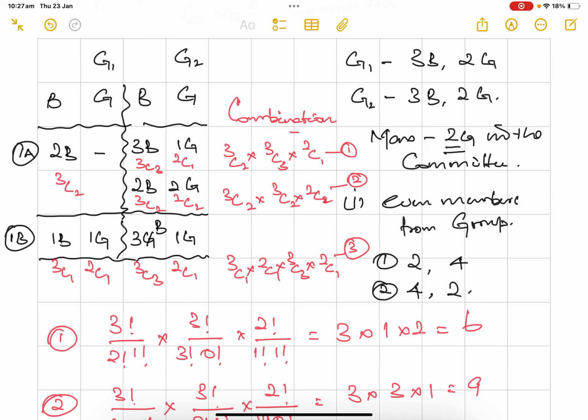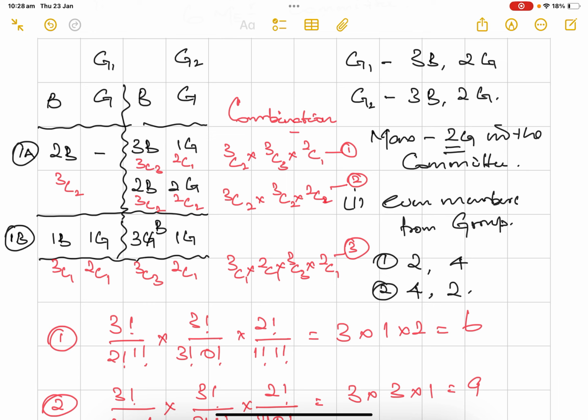So if we could write that equation, 3C2 times 3C2 times 2C2, second equation. Let's look at 1B, the 1 boy and 1 girl combination from group 1. So 1 boy out of 3 boys, so 3C1, 1 girl out of 2 girls, 2C1, and 3 boys out of 3 boys, so 3C3, and 1 girl from 2 girls, so 2C1. If we could get that in the form, 3C1 times 2C1 times 3C3 times 2C1 is the third equation.